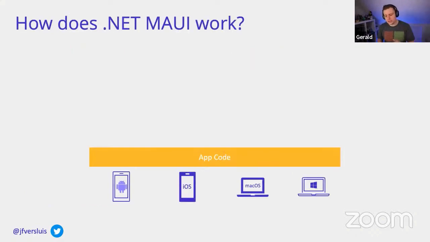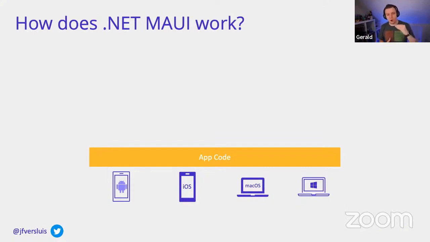So if we take that a little bit deeper in a more technical sense, let's see what we're going to see here. So this is what you want to do, right? We want to have that app code because that is the code that you want to focus on. That's your $1 million, your $1 billion idea. That's your business logic. That's the stuff that you want to write. And you want to run that on all these devices.